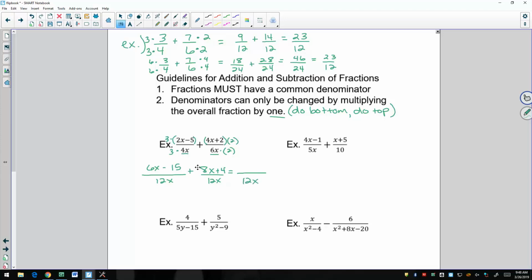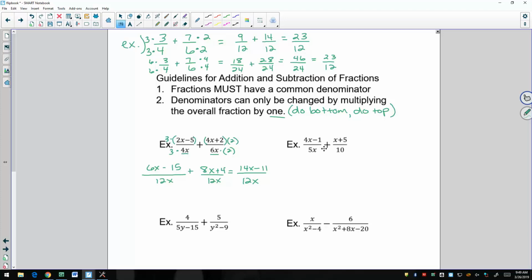And then on the top, I'm going to combine my like terms using addition. So I can add 8x and 6x, so that's 14x, and then negative 15 plus 4 is negative 11. You cannot reduce this any further because you can't divide both terms by 12x, so just leave it. If 12 could be reduced with both of the terms on top, then you could simplify it, but you can't.